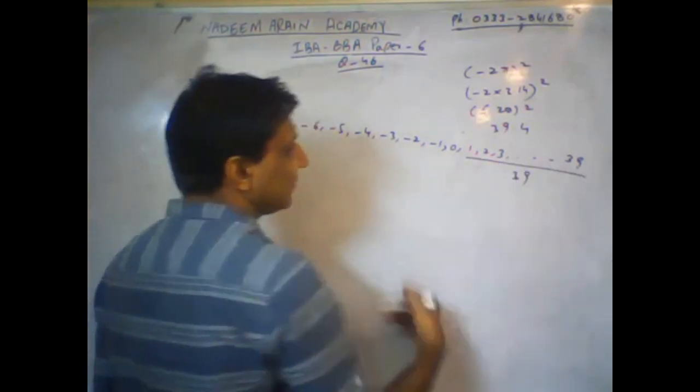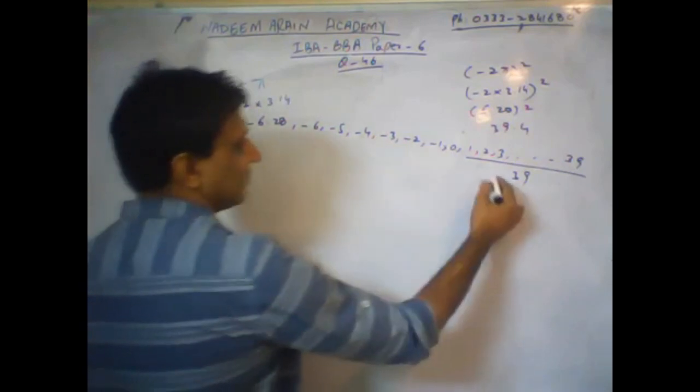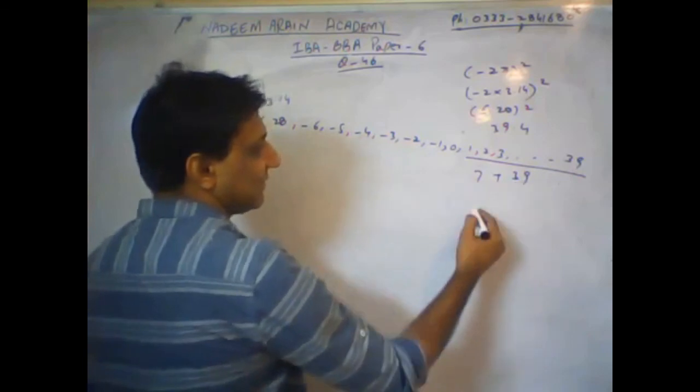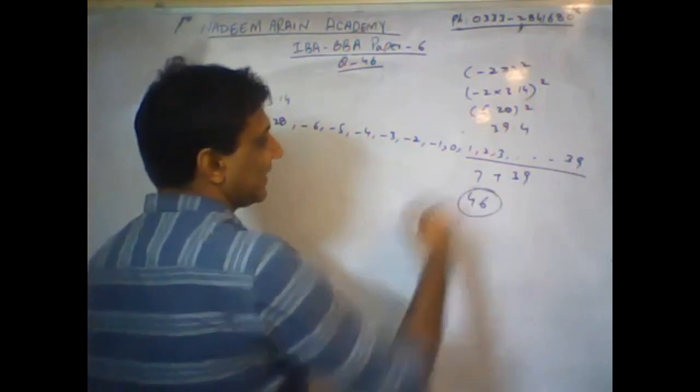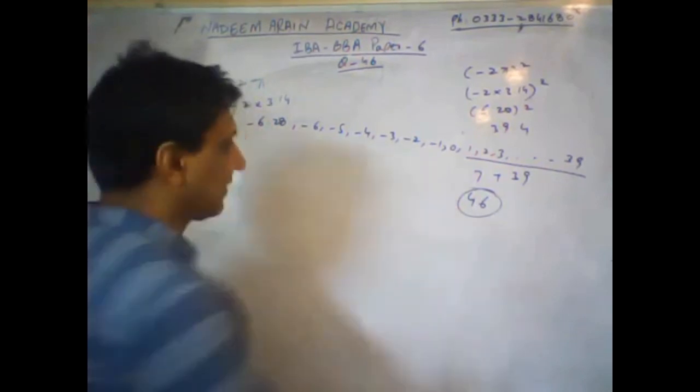These are 39 values, and then 1, 2, 3, 4, 5, 6, 7. So 7 values are here. So 39 plus 7 is 46. So there are a total of 46 values here. So option C is the correct answer.